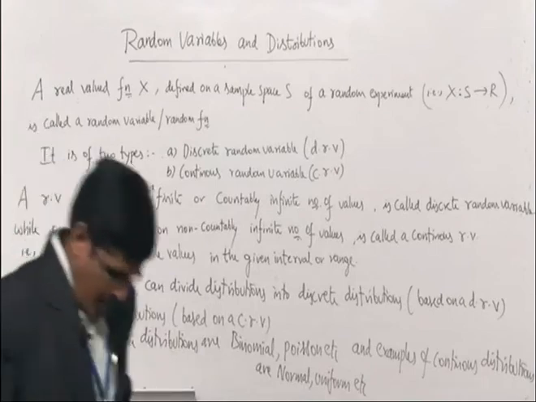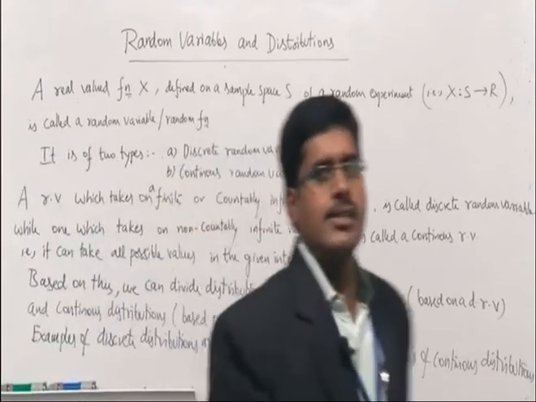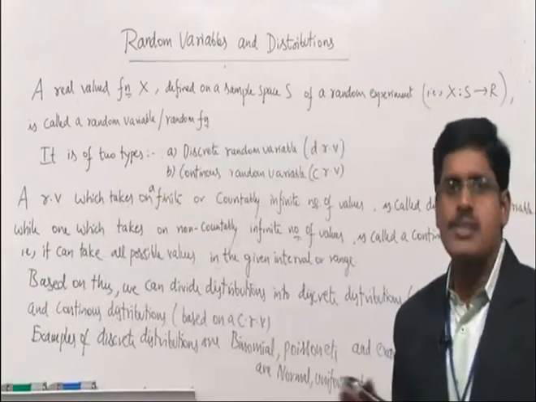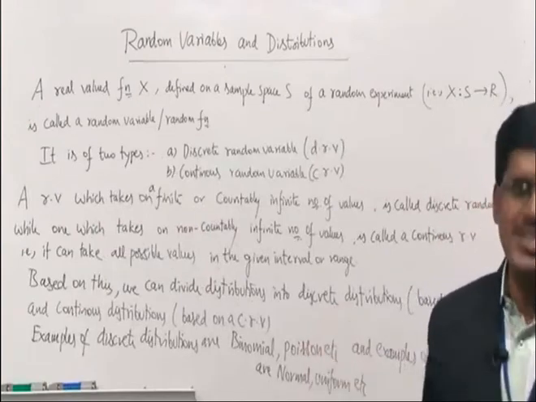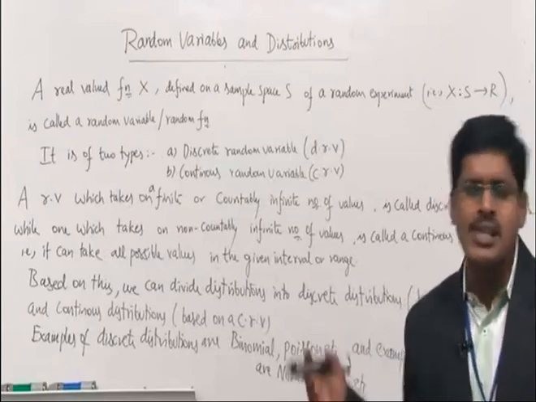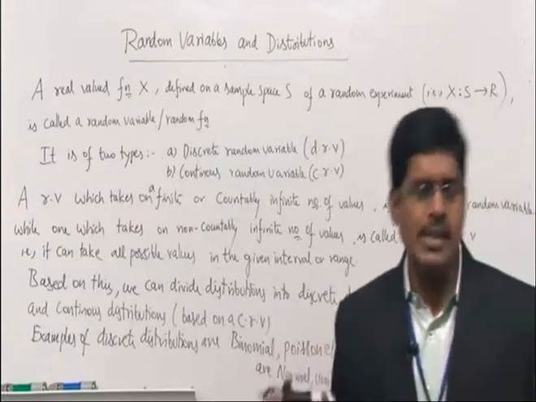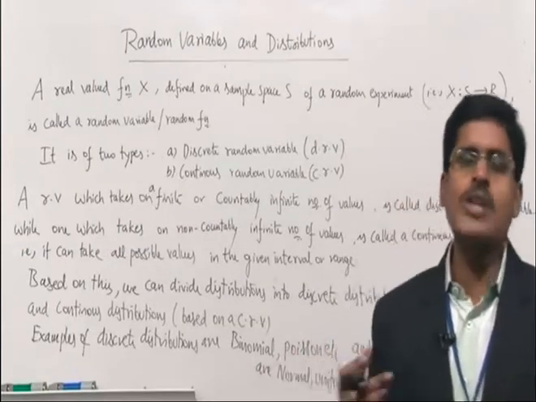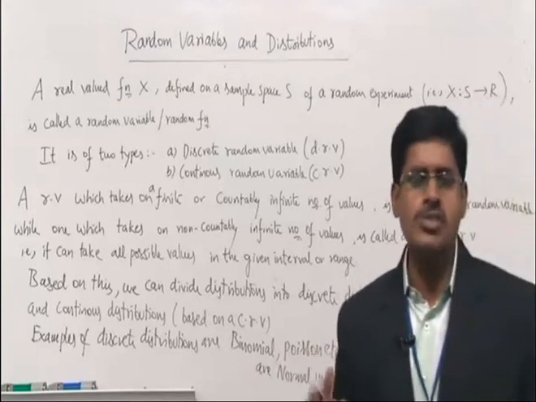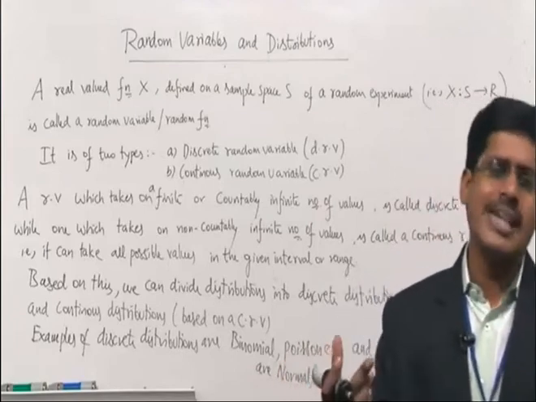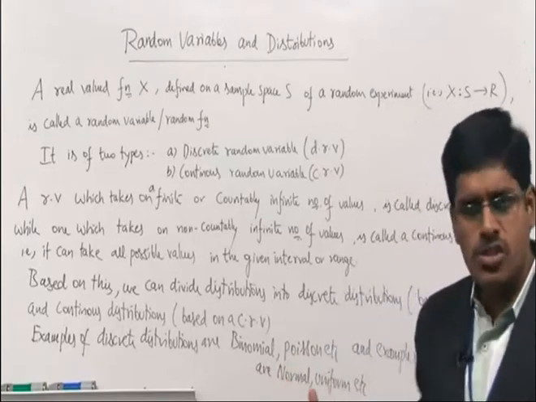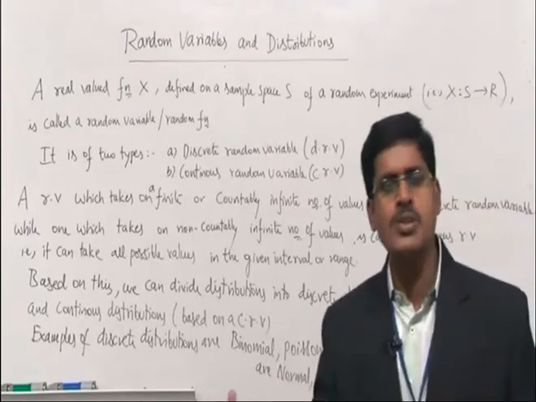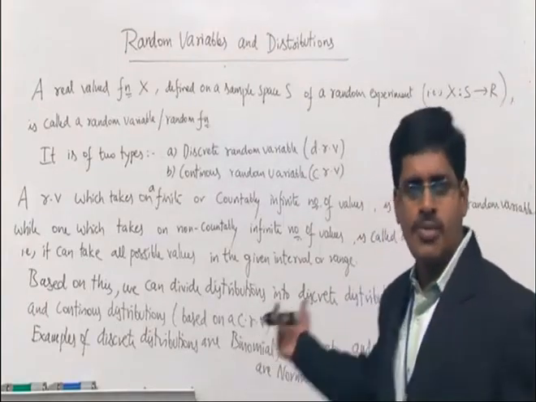So for every outcome on a sample space, we assign a real number. That assignment is called a function from the sample space to real numbers or a part of the real numbers. That function is denoted by capital X, capital Y, capital Z, and is called a random variable or random vector or random function. Because of two types of values, discrete values and continuous values, we have discrete random variable DRV and continuous random variable CRV. Based on this, the distributions are also divided into two cases: discrete distributions and continuous distributions. Some of the examples. Okay.